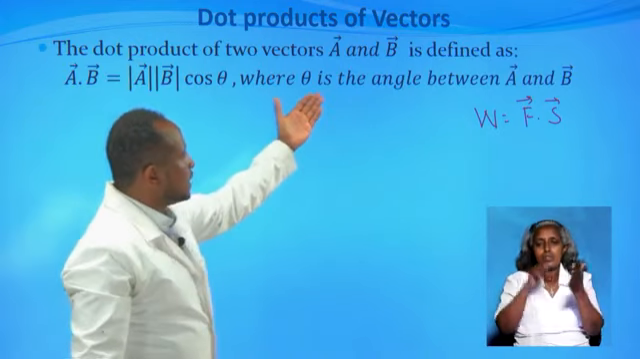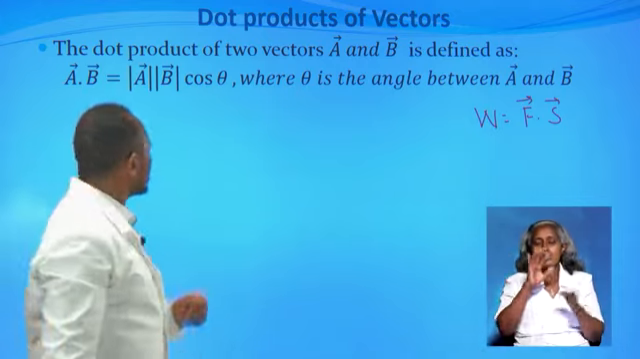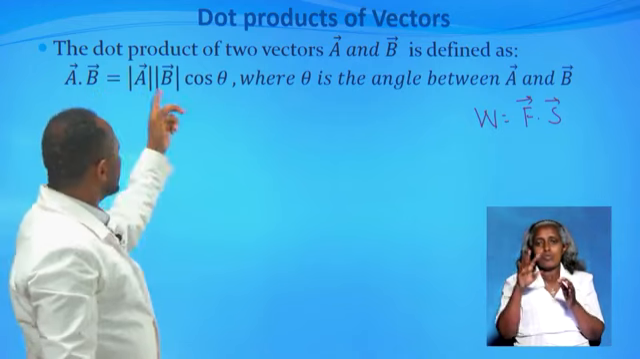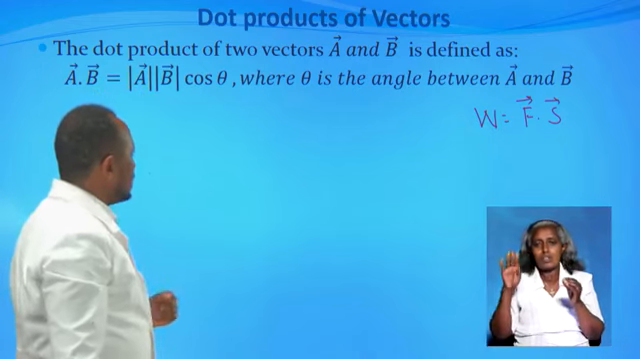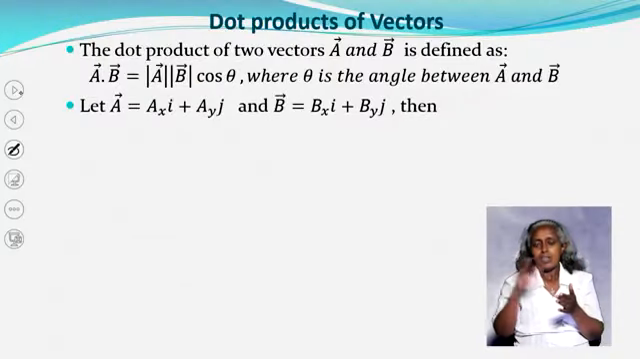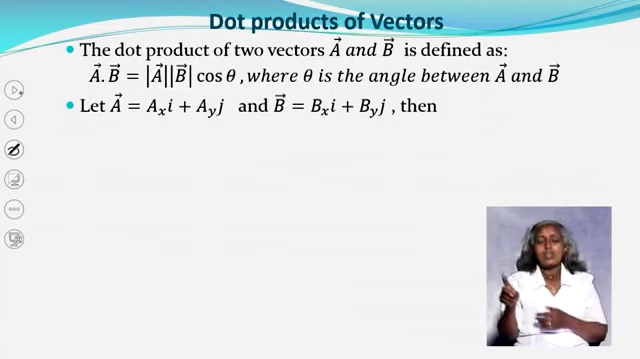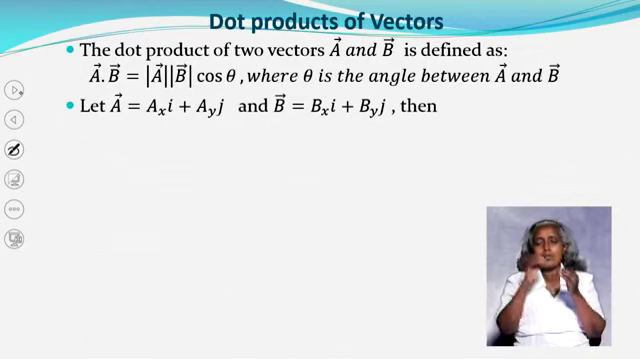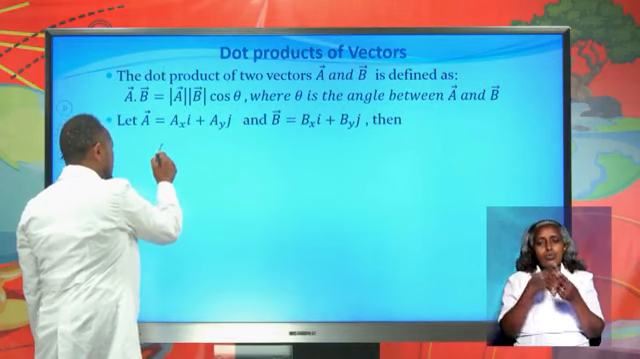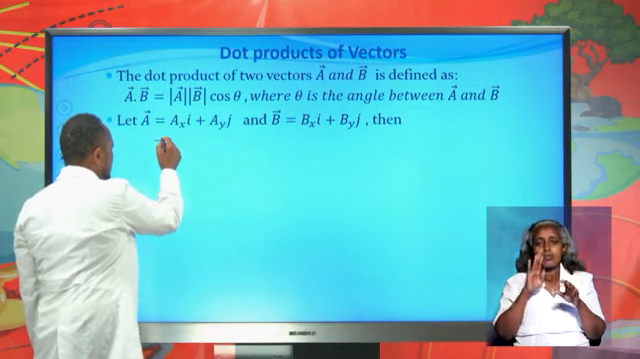The dot product of vectors A and B is defined as A dot B equals the magnitude of vector A times the magnitude of vector B times cosine of theta, where theta is the angle between vectors A and B. Now let's see this one. Let vector A be given in this form, AX in the I direction plus AY in the J direction, and vector B is given as BX in the I plus BY in the J. Then the dot product of these two vectors can also be evaluated in this form.